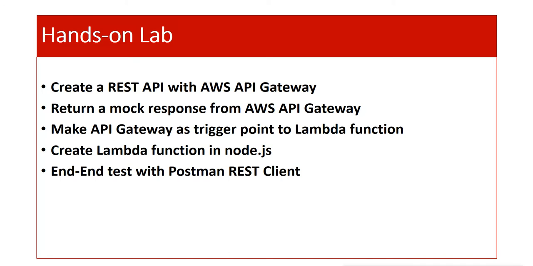It means when somebody invokes the API that we have exposed through API Gateway, that will trigger the Lambda function. So we'll make that the trigger point to the Lambda function. Then we'll create a Lambda function. I'm going to create a very simple Lambda function that will return a hard-coded value. I'll write that in Node.js. Then we'll do an end-to-end test with the Postman REST client. So that's the agenda of the hands-on lab.